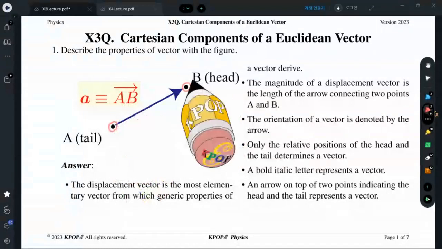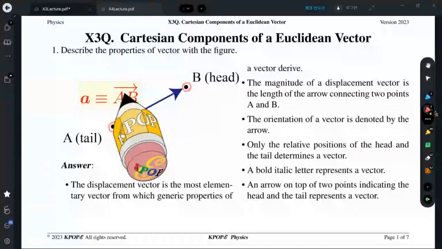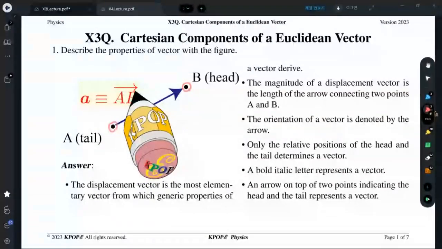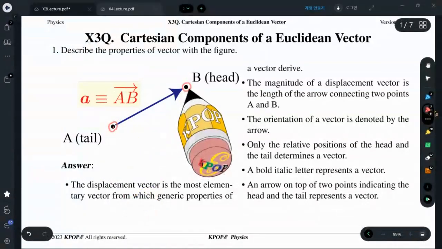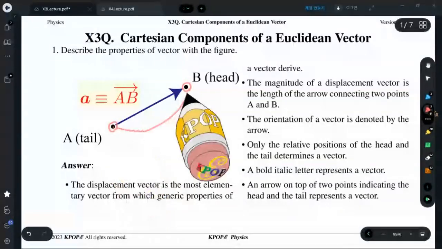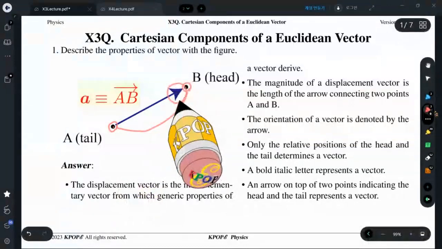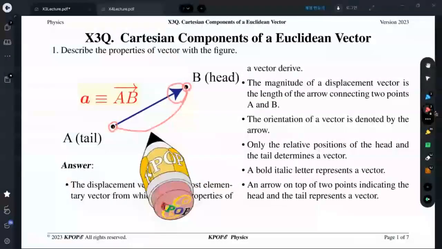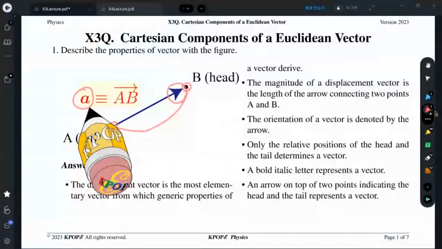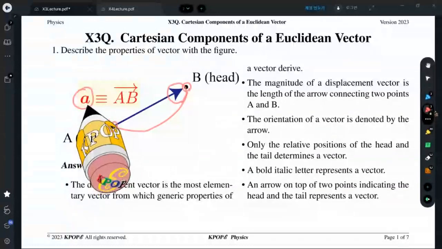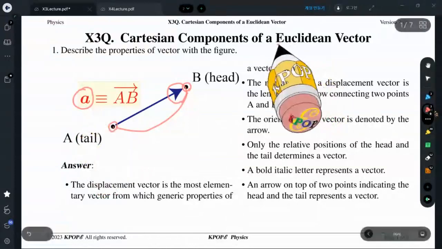If I use two point symbols A and B, then put an arrow on top of them, this represents a vector connecting two points from A to B. So we have a magnitude of a vector, and the direction is represented by this arrow. Or simply we write it as a letter that is italic as well as bold. A bold italic letter represents a Euclidean vector.